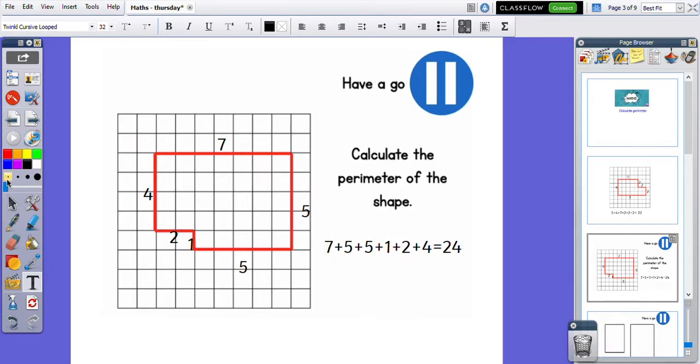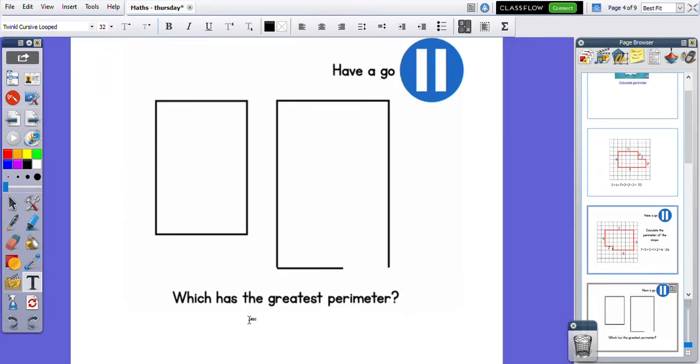Okay. Now I would like you to have a go at this one. Which shape has the greatest perimeter? Estimate which one you think has the greatest perimeter. Okay, so some of you might have picked this one. However, some of you may have not. If you picked this one, the smaller one, you are correct. And I will tell you why.